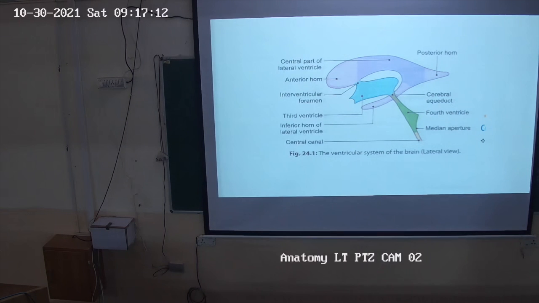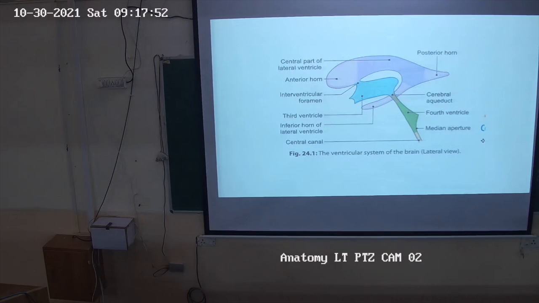Next to this, another ventricle is present just posterior to the pons, medulla oblongata, and anterior to the cerebellum. That is the fourth ventricle. If you have gone through the part of medulla and pons, you have seen that posterior to the medulla and pons and anterior to the cerebellum, there is a cavity, and that cavity is the fourth ventricle.